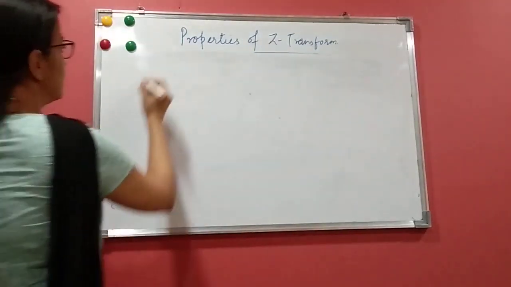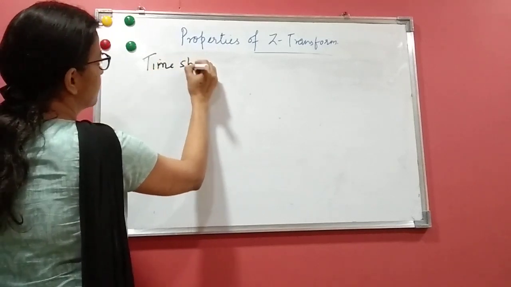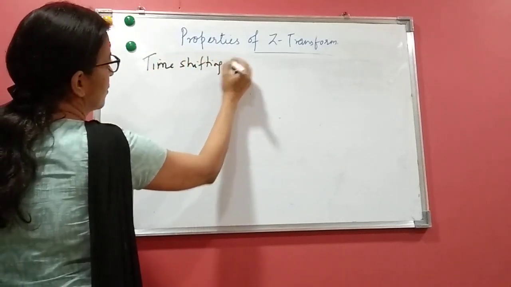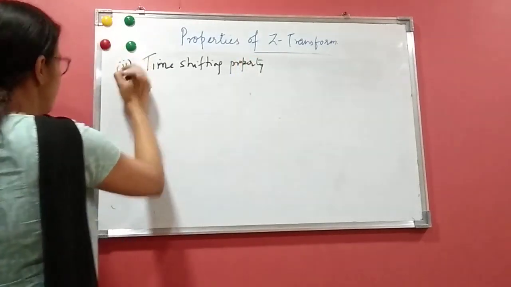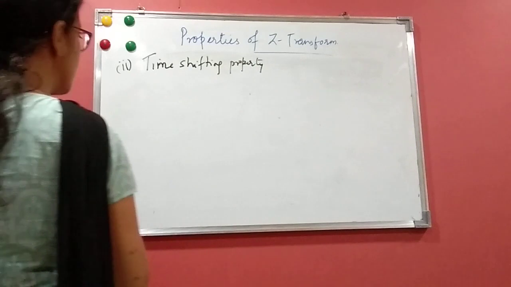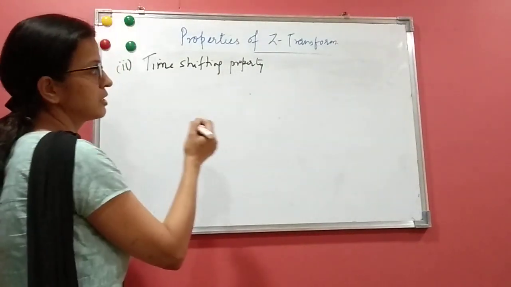The next property is the time shifting property. This is the second property, a very important property, because if you know the Z transform of a signal and it is shifted in time domain, we can find out the new transform by using this property.